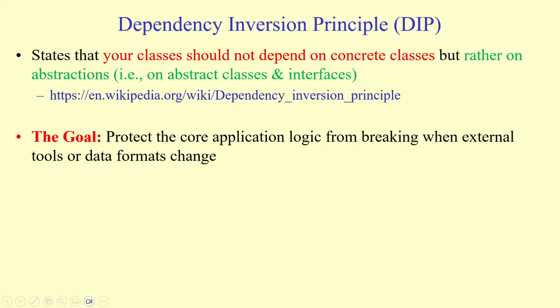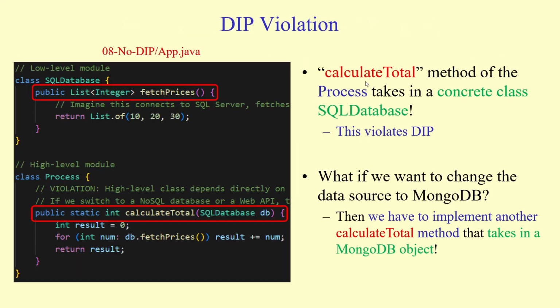The fourth SOLID principle we will be looking at is the dependency inversion principle, which states that your classes should not depend on concrete classes, but rather on abstractions, meaning on abstract classes and interfaces. The goal is to protect the core application logic from breaking when external tools or data formats change. Let's look at an example that violates the dependency inversion principle.